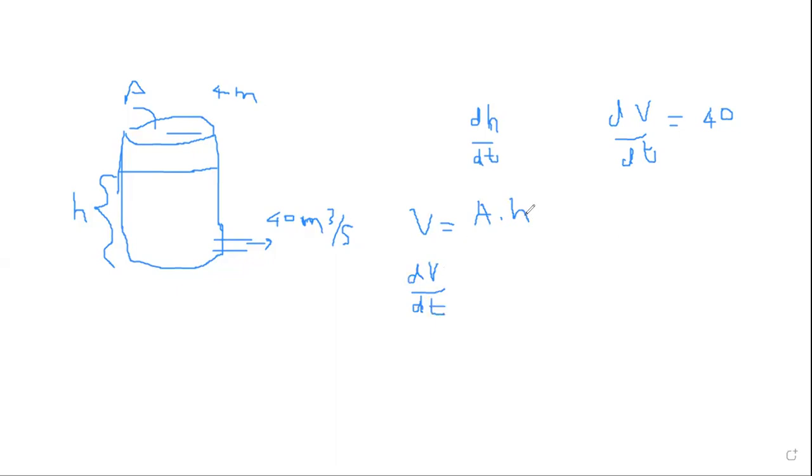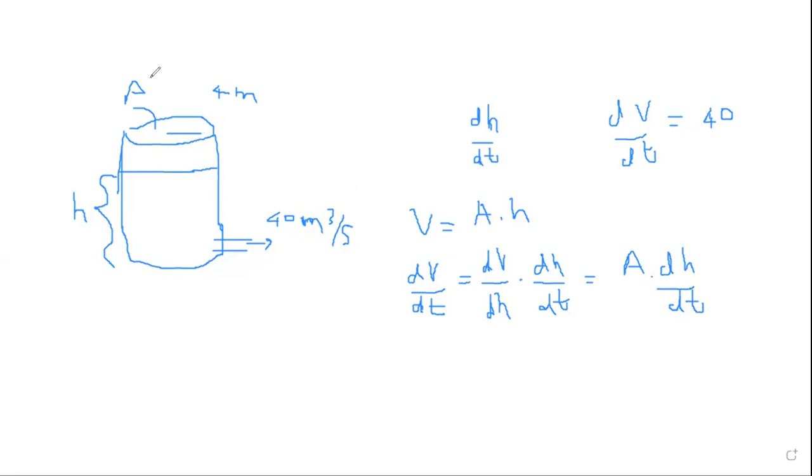Now you can see the variable here is h. A is constant, the variable is h. So we can't differentiate this directly by dt. We use the chain rule of differentiation: dV over dh times dh over dt. So this would give us A times dh over dt, right?